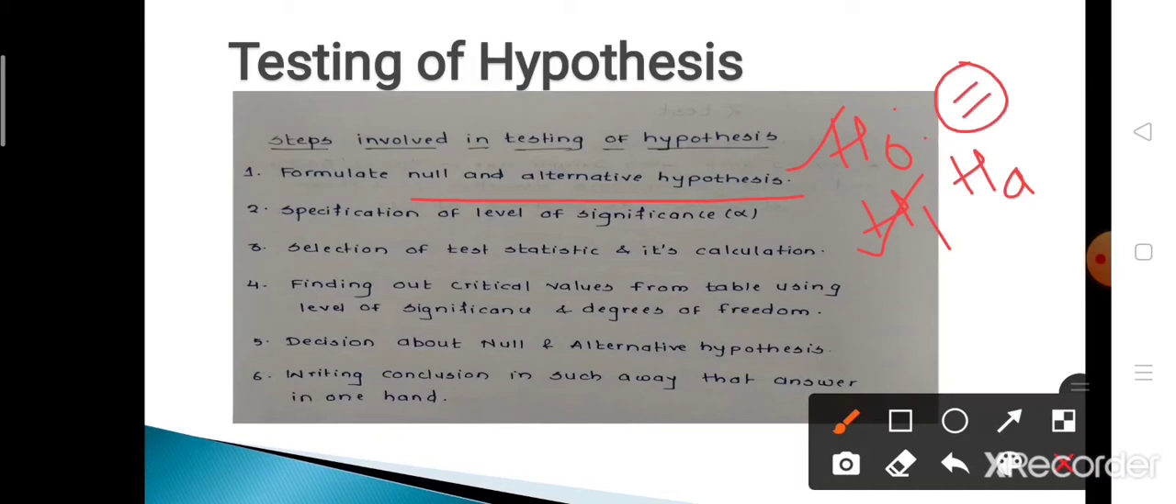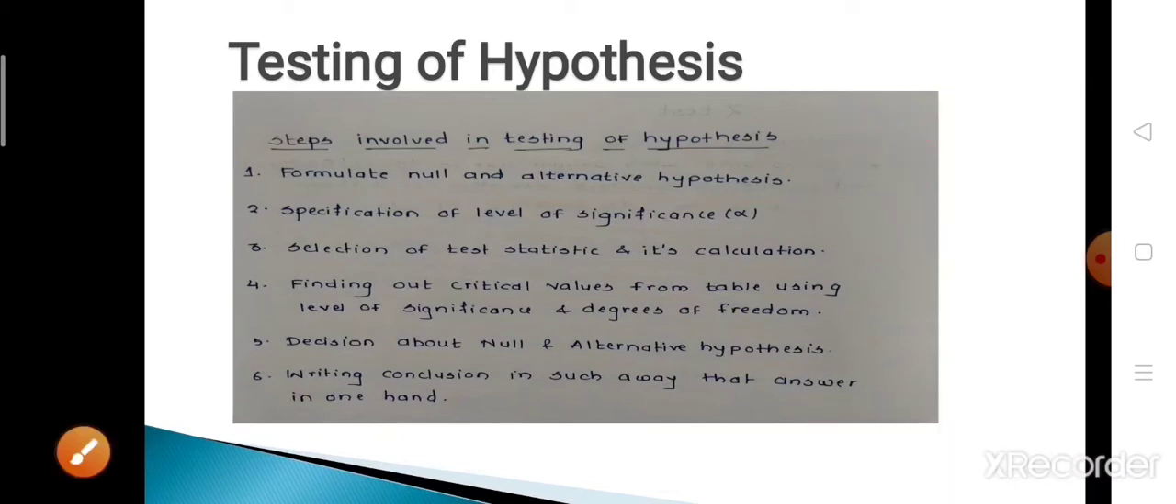And what is the alternative hypothesis? Alternative hypothesis H1 is the opposite of the null hypothesis. There are 3 opposite cases in the alternative hypothesis. One is not equal to, called the two-sided test, greater than, that is one-sided right test, and less than, that is one-sided left test. So the first step is to define the null and alternative hypothesis.